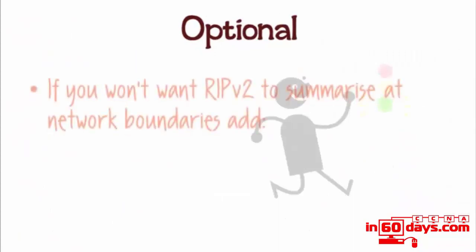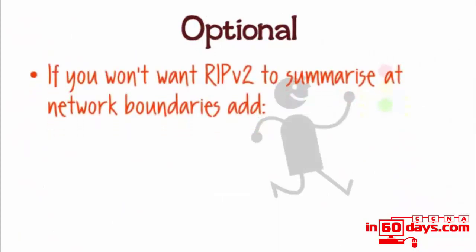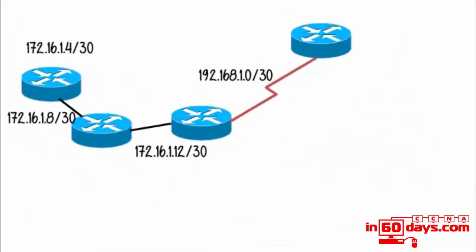Now there is an optional command. RIP and other protocols as well will summarize at major network boundaries. So I'll show you an example in a moment. But if you don't want it to summarize your network addresses for whatever reason, you have to type the no auto-summary command. This is really important.